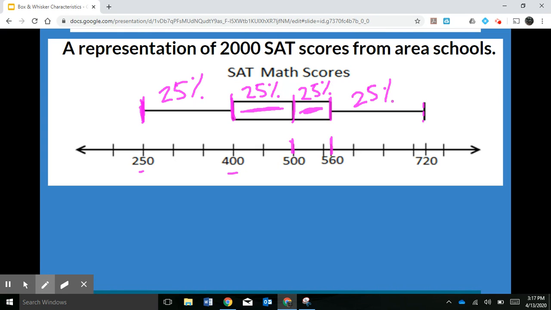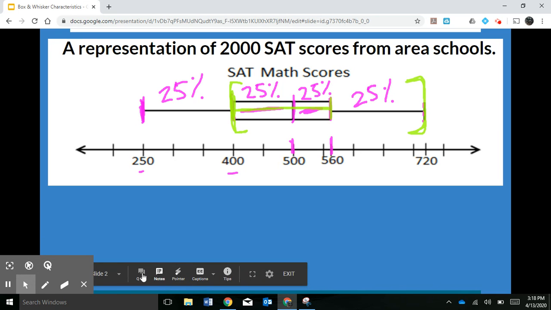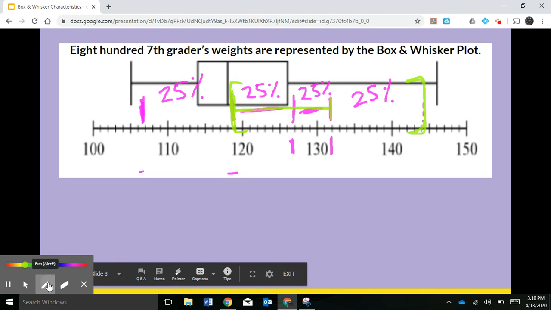So you can ask a lot of questions from this. I can say 50% of the people scored between a 400 and a 560, because these two sections go together, that's 50%. I can ask the question, 75% of the people scored above a 400, because 75% from here to here is 75%. So 75% scored between a 400 and a 720. So there's a lot of information here that you can use to answer questions. All right. Let me go on to the next slide and show one more.